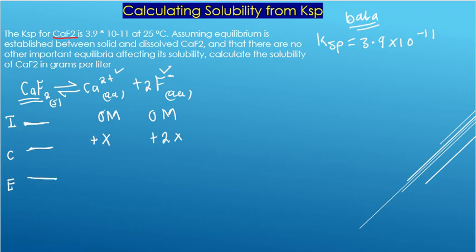On equilibrium, it will still be now, but here we have our x, here we have our 2x. That is how you write your Ksp. Now, notice that your equilibrium molar concentration, that is how you write your ICE table. Okay, this is how you write your ICE table. It's very simple.